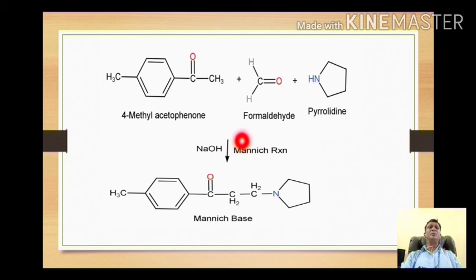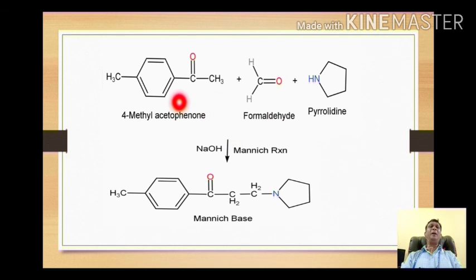Ultimately, the reaction takes place in such a way that one of the hydrogen from this alpha carbon, the oxygen from formaldehyde, and hydrogen from pyrrolidine will be liberated out as water molecule. I repeat once again, hydrogen from this alpha carbon, that means one of the hydrogen from this carbon, this oxygen and this hydrogen will be liberated out as water molecule.